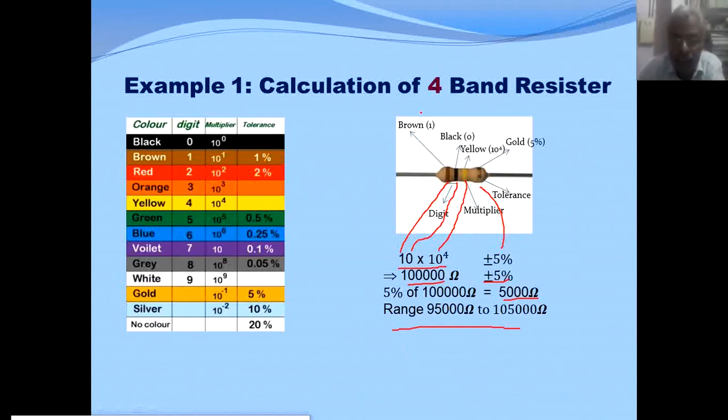We always take the color code from left to right, and the right portion is always at the last place, and the gap between these two colors will be higher than the gap between these. So this indicates the right side portion.